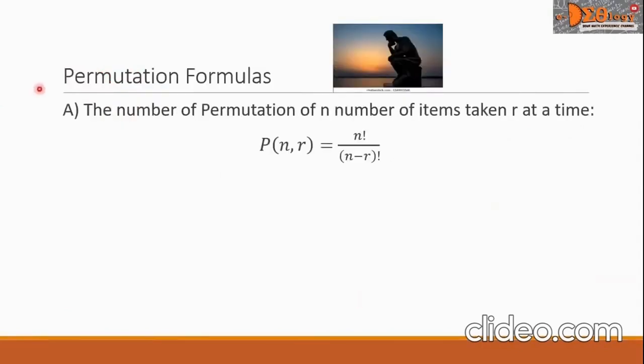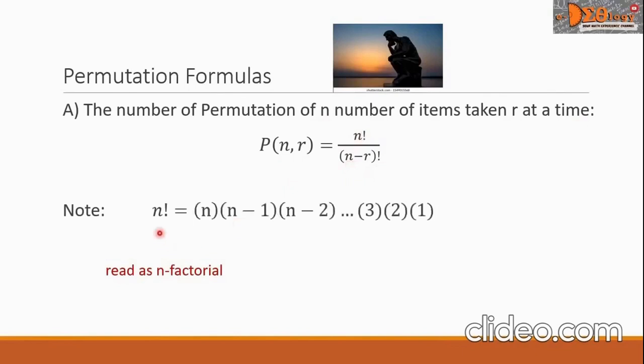Let's go now to permutation formulas. And this is letter A. The number of permutations of n items taken r at a time is given by this formula, P of n of r. Take note that the symbol here is n factorial. So the formula is n factorial over the quantity n minus r factorial.